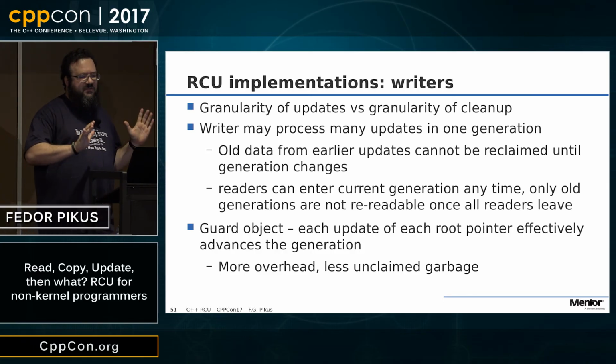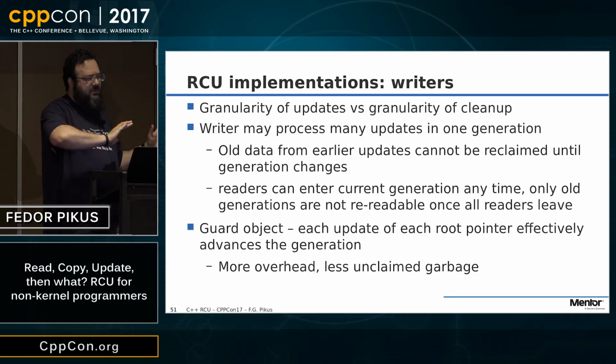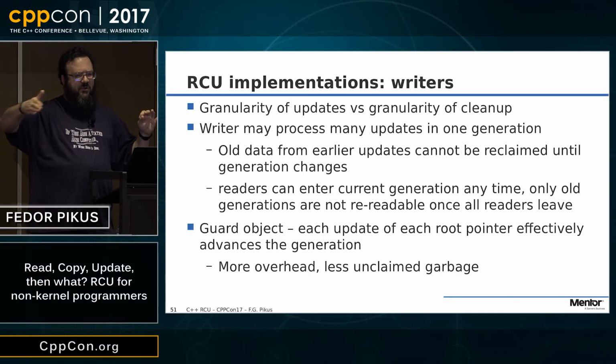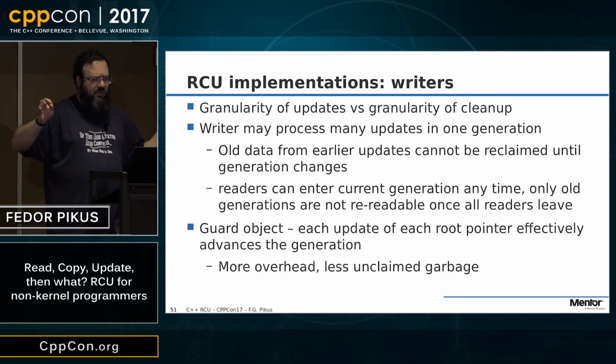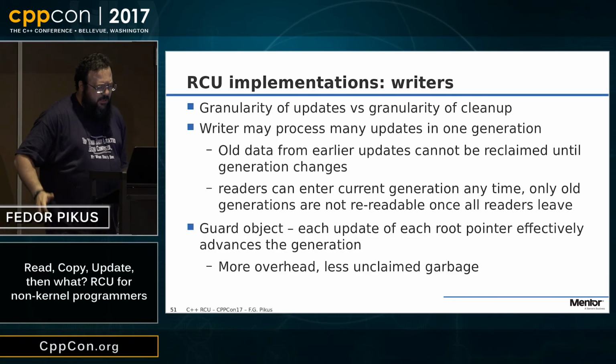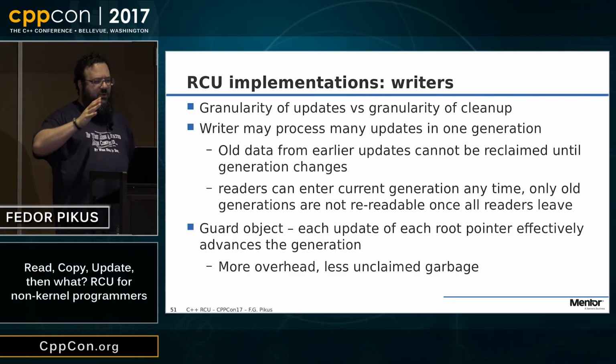Granularity of updates versus granularity of the cleanup. How many updates go into one generation? You don't always have strictly a generation. You may not have an integer that is monotonically increasing, but you still have the equivalent of the generation. Like when you put nodes on the zombie list, that's your generation just rolled up. Do you wait and then clean up all the garbage, until you can clean up all the garbage?